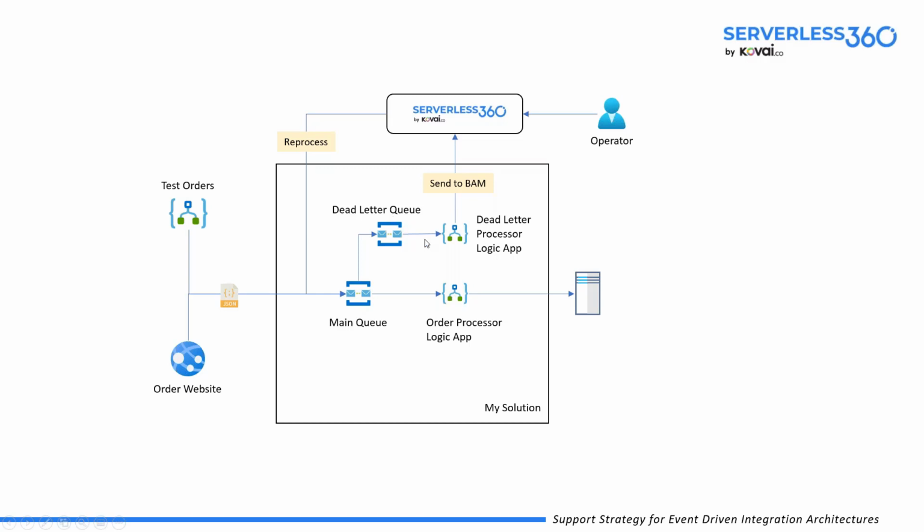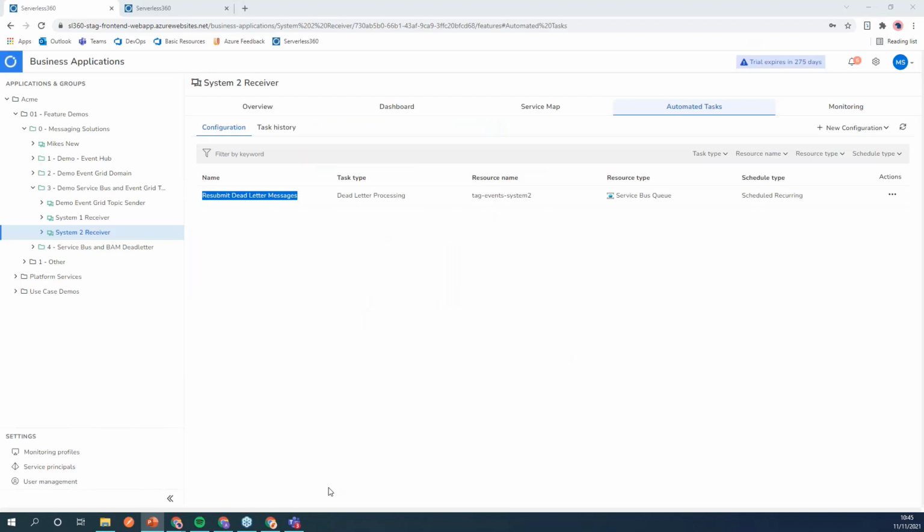What we created is a dead letter process logic app that basically reads the messages and sends them to BAM, and we let the user in BAM look at the data, search more richly based on things we've promoted out of the message content, and then they can choose to reprocess. So let's have a quick look at that.